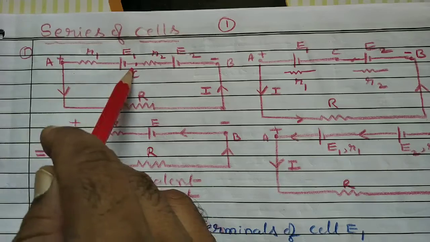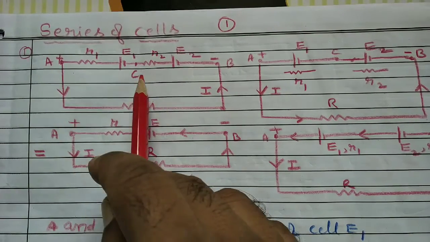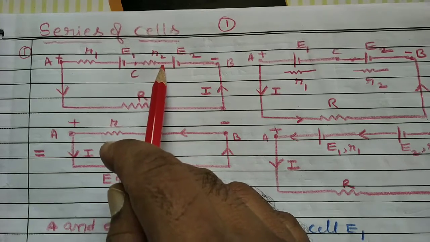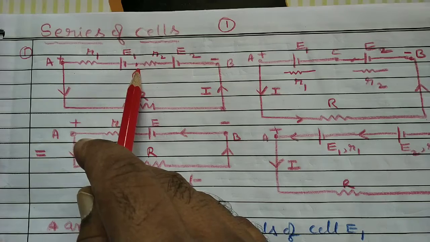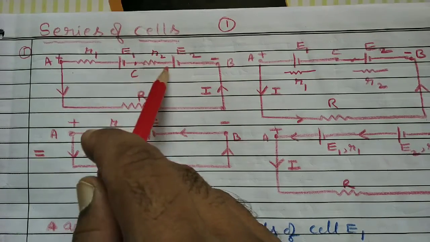Means what? Between A and C, E1 cell is present along with its internal resistance. Similarly, between C and B, E2 cell is there along with its internal resistance R2. So that means what? For both the cells, C is a common point. Then these two are said to be in series. That means cells are in series.